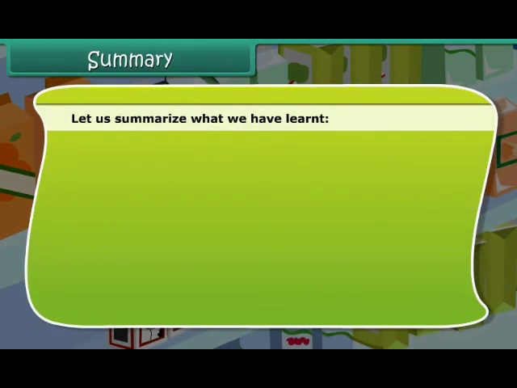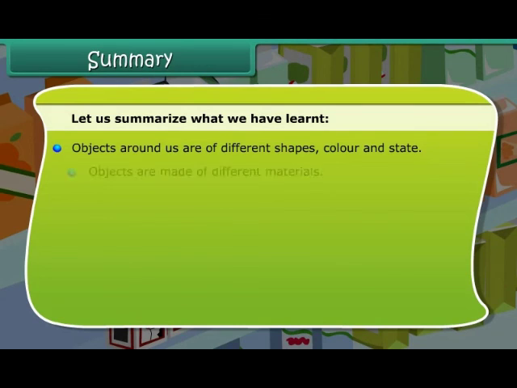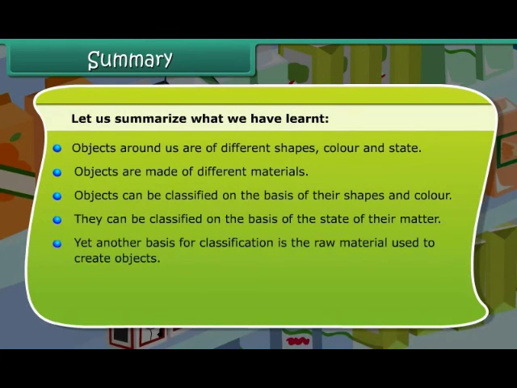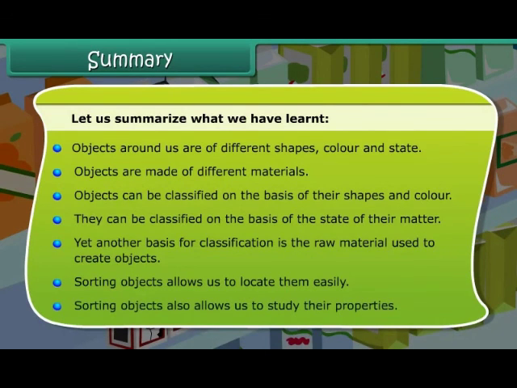Summary. Let us summarize what we have learned. Objects around us are of different shapes, color, and state. Objects are made of different materials. Objects can be classified on the basis of their shapes and color. They can be classified on the basis of the state of their matter. Yet another basis for classification is the raw material used to create objects. Sorting objects allows us to locate them easily. Sorting objects also allows us to study their properties.